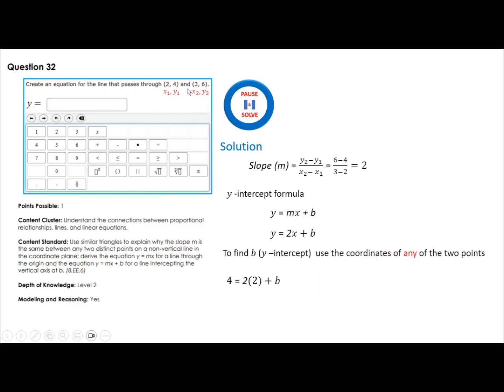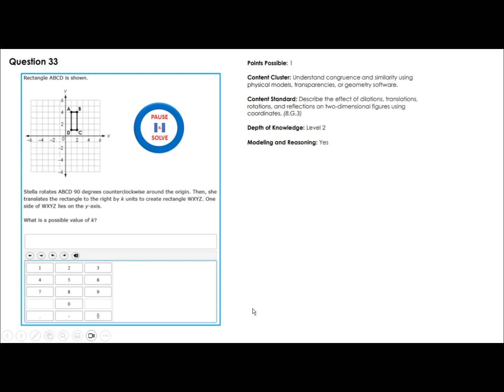So if I use the (2, 4) here, I put 2 times 2 and get 4 here. Then b is equal to 0. The equation is y equals 2x. Now once you get to this answer, you can check it. This is x times 2, you get 4. 3 times 2, you get 6. Yes, that's correct. Okay, now here.